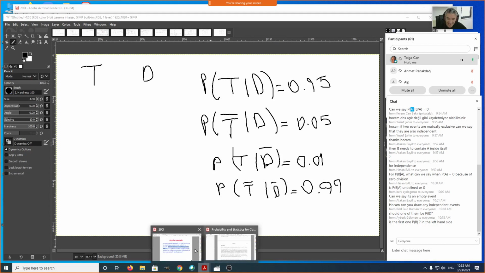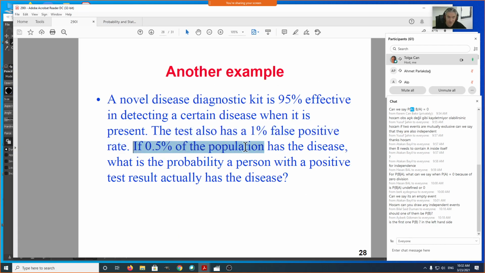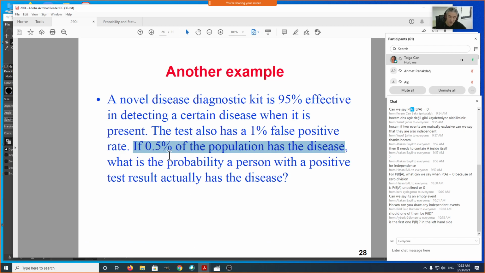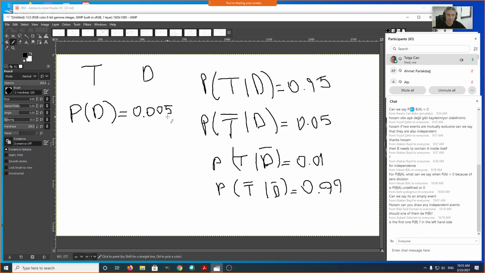Now, here is the last bit of information we need. The rarity of this disease: 0.5% of the population has the disease. So the unconditional probability of the disease in the population is 0.005, right? 0.5 in 100, it's 5 in 1,000. It means that the unconditional probability of not observing the disease, these being complementary events, is 0.995.